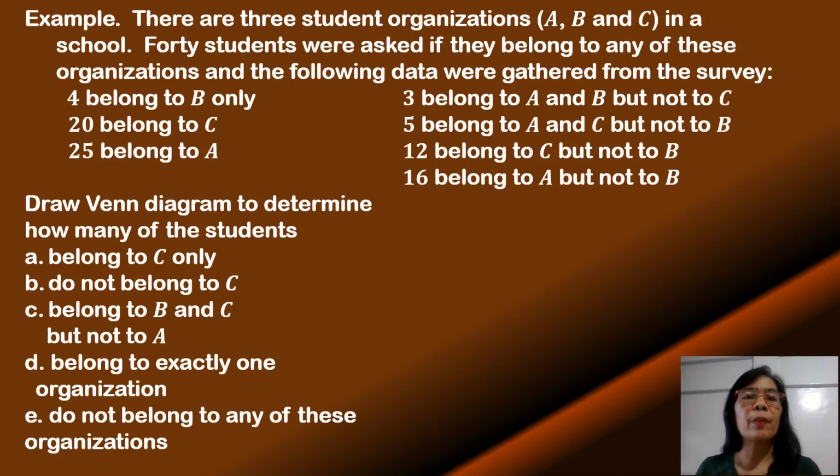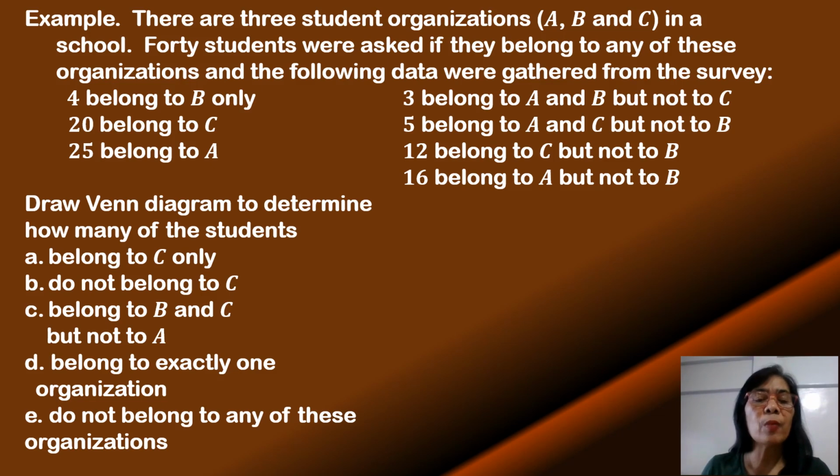We have here a problem. There are 3 student organizations, A, B, and C. 40 students were asked if they belong to any of these organizations, and the following data were gathered from the survey. 4 belong to B only, 20 belong to C, 25 belong to A, 3 belong to A and B, but not to C, 5 belong to A and C, but not to B, 12 belong to C, but not to B, 16 belong to A, but not to B.